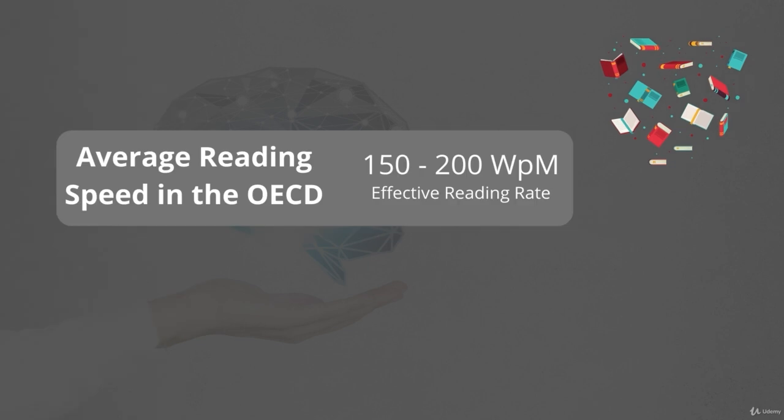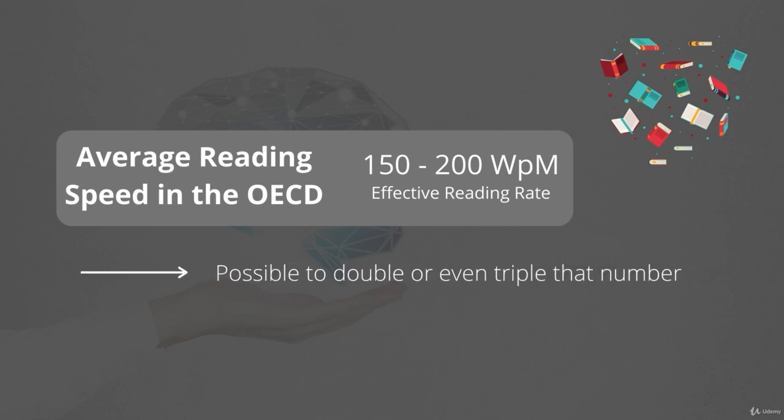Quick reminder, the OECD average is about 150 to 200 words per minute as an effective reading rate. So if you have more than 200, you're already above average, but above average is not our goal. Our goal is to double or even triple our reading speed, so about 300 to 400 words per minute.